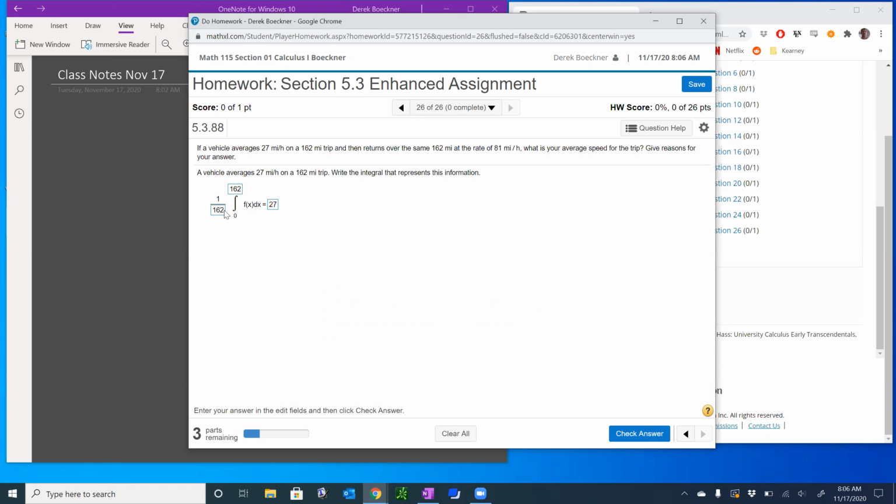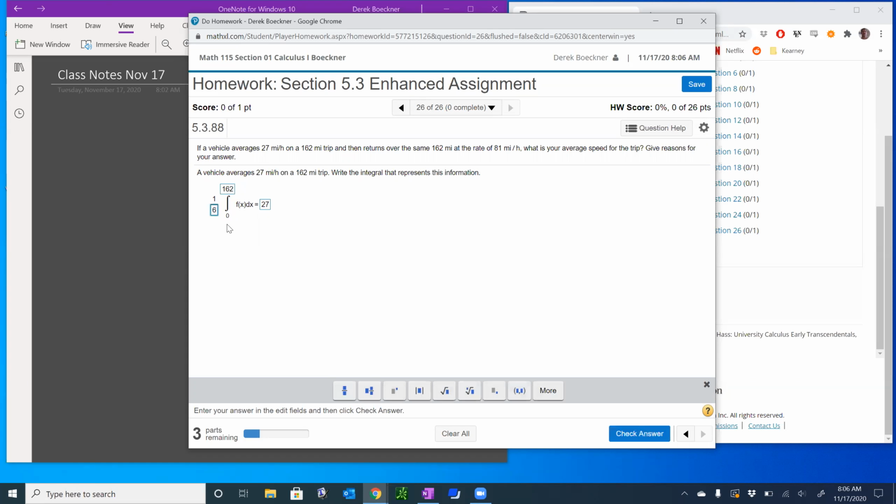Oh, okay. So it does want f to be the velocity function. So 162 miles at 27 miles per hour, how long does that take us? Well, it takes us 6 hours. So we're going to put the 6 hours in there and the 6 hours in here. That's what it wants, not integrating by miles. You could have been integrating by miles and your function would have been really funky, but if it wants you to integrate the velocity function, which it doesn't really say, I'd set it up this way.